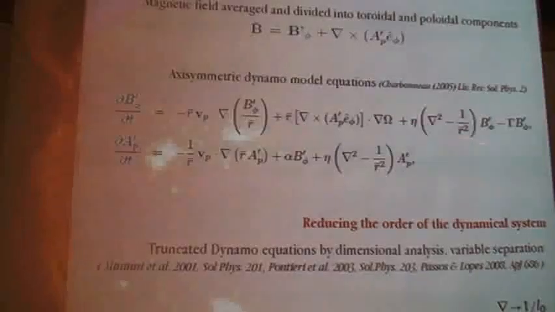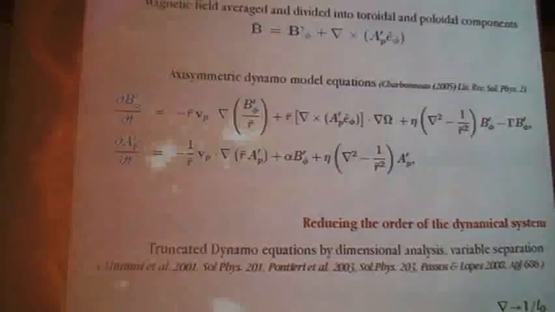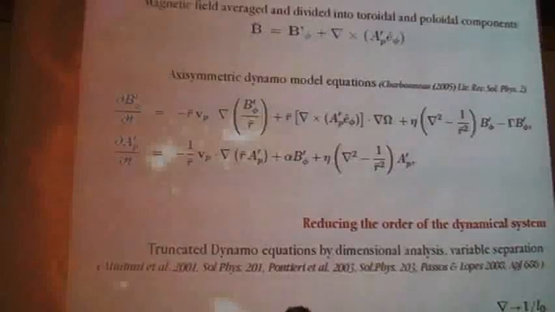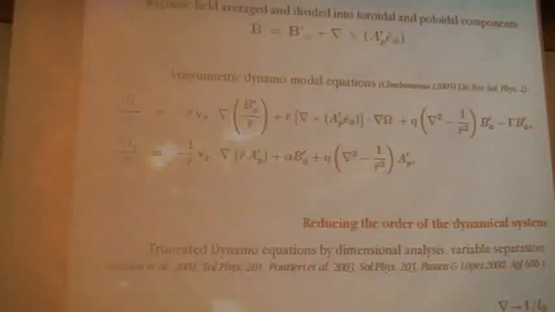We do that on this equation, we couple the terms, and we get something like dB/dt equals C1 B plus C2 A plus so on, and dA/dt equals C3 A plus C4 B, etc.